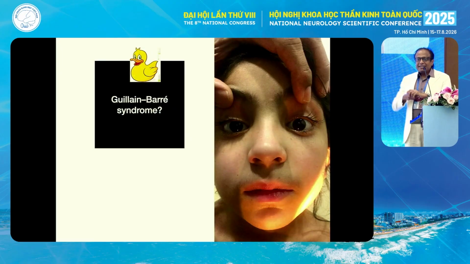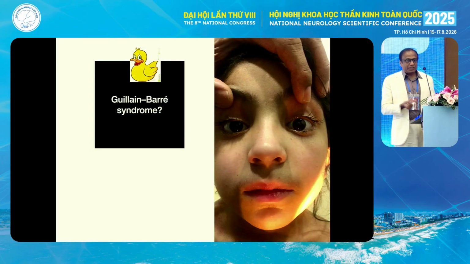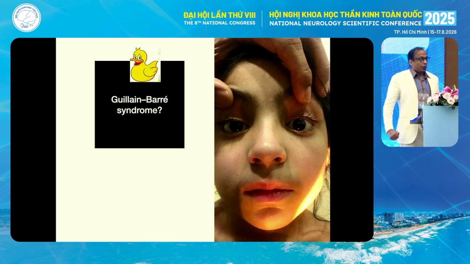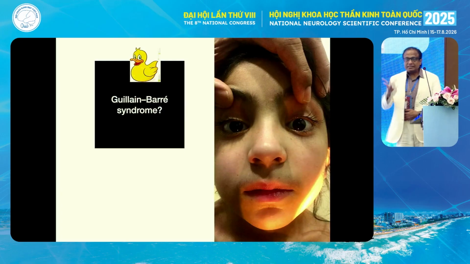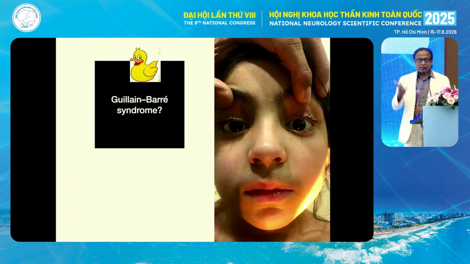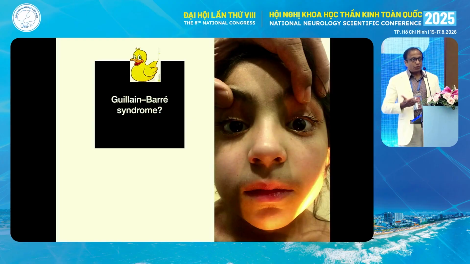So I said, the key features of this patient resembles Guillain-Barré syndrome, because in Guillain-Barré syndrome, you get an infection, then you have ascending weakness, you have ascending sensory loss, you have cranial neuropathies. So what is there to argue? This patient must have Guillain-Barré syndrome.